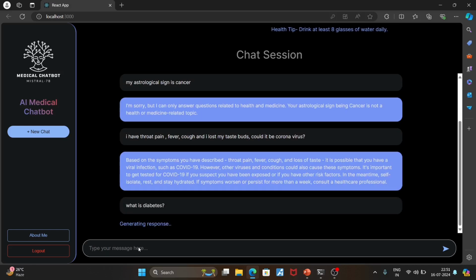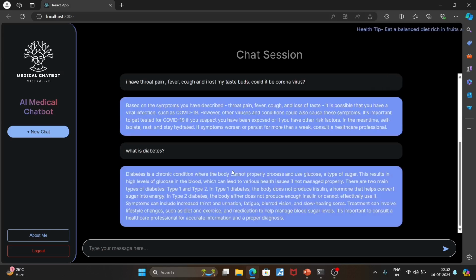What is diabetes? And also we have this option of sessions where the chatbot has the ability to answer questions based on the previous conversation. So let's try it out with the next question. Okay, so we got information about diabetes. Now let's ask how to treat it.